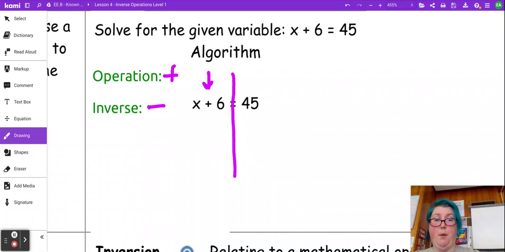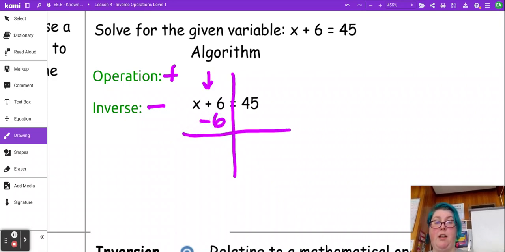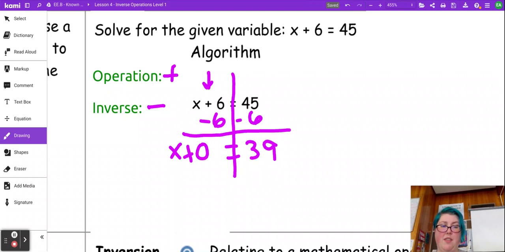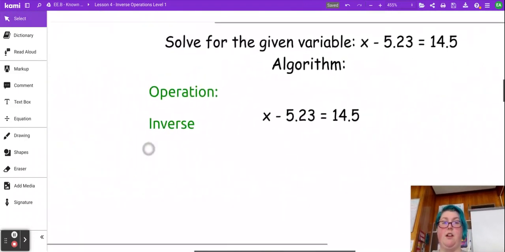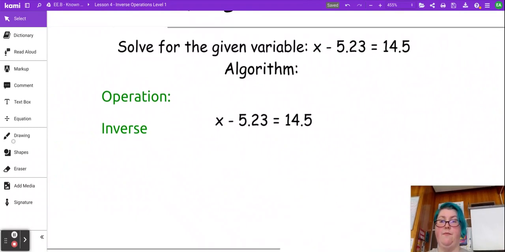So I look at my operation, then I do the inverse. Minus 6, and I draw my line. What I do to one side, I must do to the other. Now I bring everything down. So this becomes x plus 0 on the left. It is equal to 45 minus 6, which is 39. We can rewrite this, because we don't need the 0, as x equals 39. There's our answer.